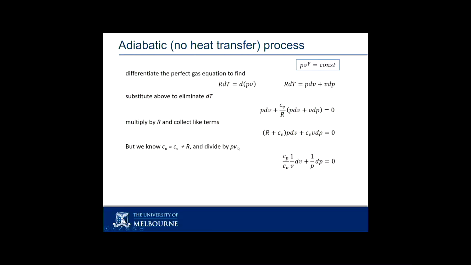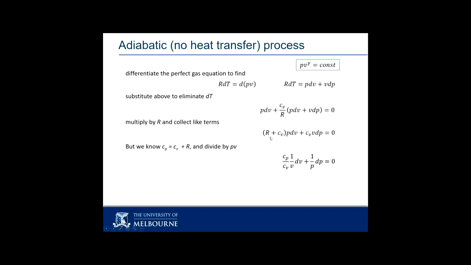Divide through by PV, divide this through by PV, divide this through by PV, and I end up with 1 on V, 1 on P. So now, this last step is actually pretty important in terms of being able to solve the problem. This guy is our log integral when we finally get around to doing the integration. This guy, CP on CV, is the gamma I was hunting for.